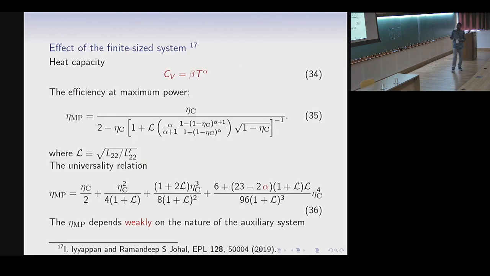Further, to understand the nature of the finite system in the efficiency at maximum power, we assume this general form for heat capacity, and we calculate the efficiency at maximum power, and we expand this efficiency at maximum power as a function of Carnot efficiency. We observe that alpha comes only in the fourth term. Therefore, the efficiency at maximum power weakly depends on the system's property.